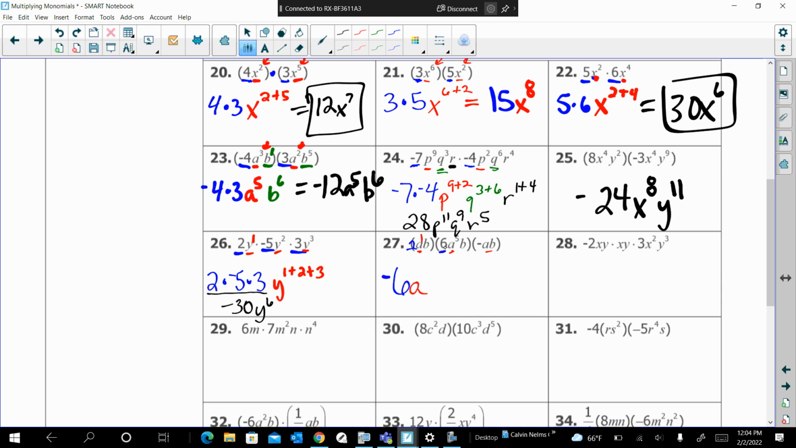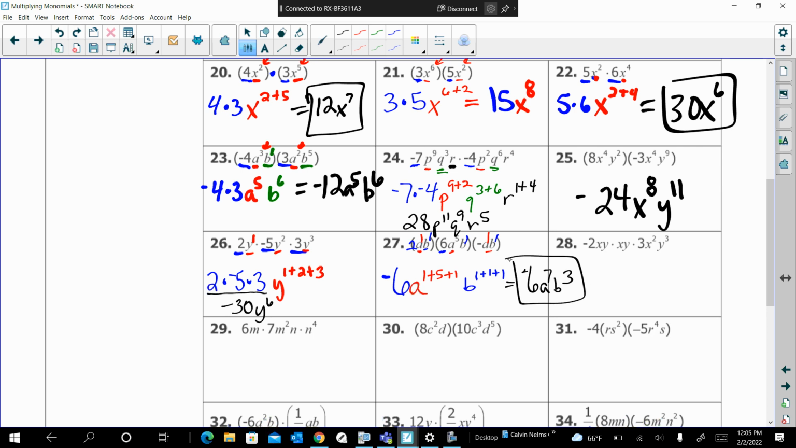There's 1 here. There's 5, so 1 plus 5 plus 1. Then I go to my b's. For my b, there's an exponent of 1, exponent of 1, exponent of 1. So 1 plus 1 plus 1, which is really just to the 3rd power, right? So when I simplify this, this becomes a negative 6a to the 7th power, b to the 3rd power.